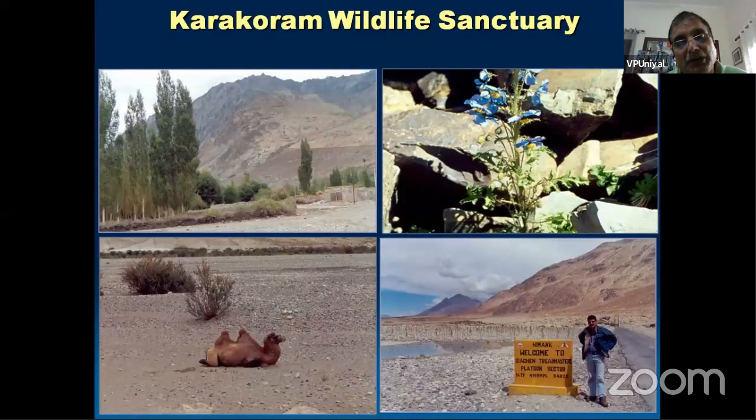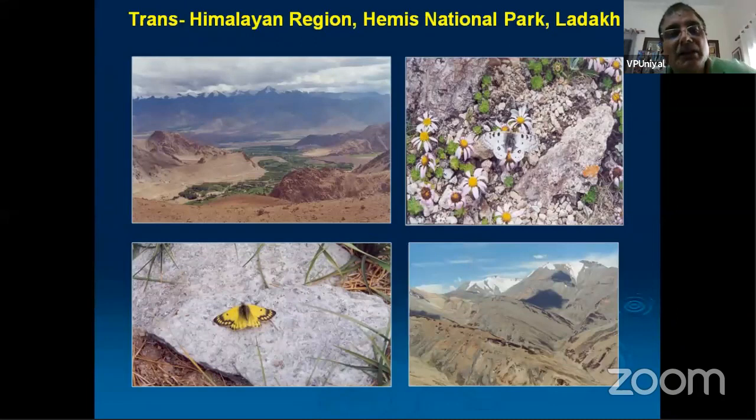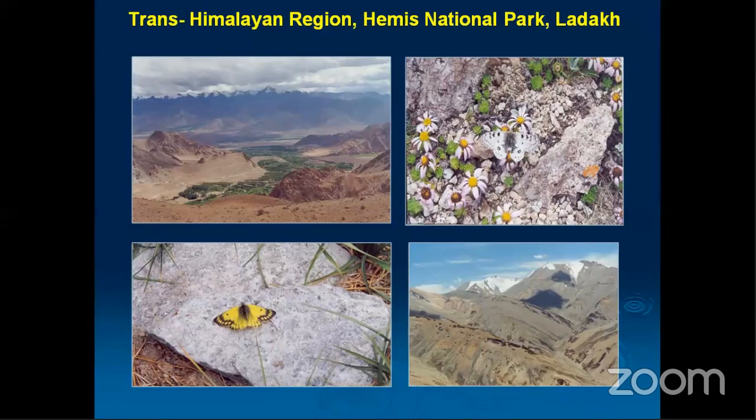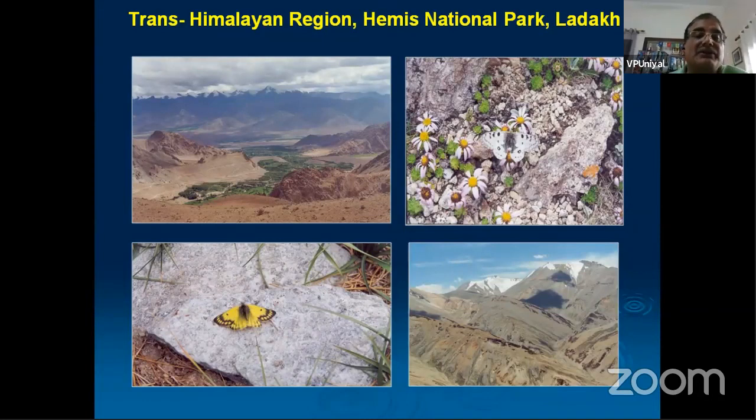two-hump camel. We are having one-hump camels. These two-hump camels are in this Karakoram Wildlife Sanctuary. This is the area of the Trans-Himalayan region of Hemis National Park of Ladakh. This is the Leh city, and this is the Hemis National Park. Hemis National Park is the largest national park of our country. Just the habitat of the snow leopard.